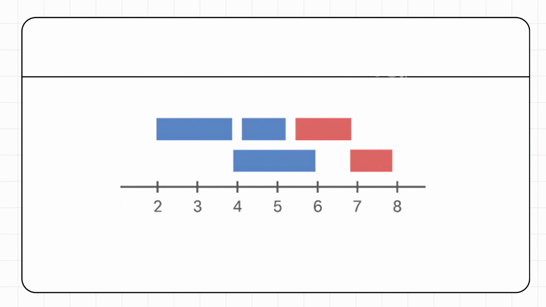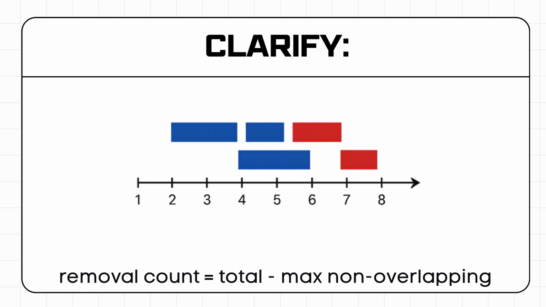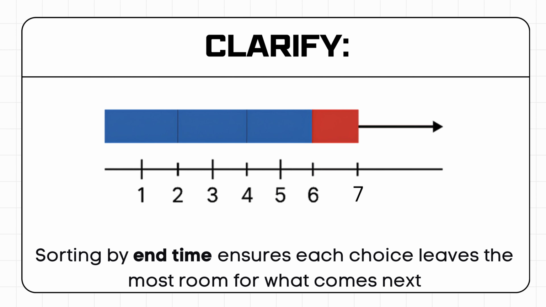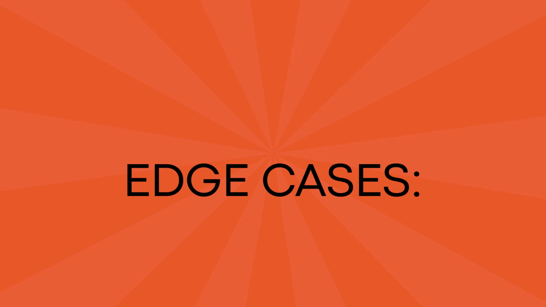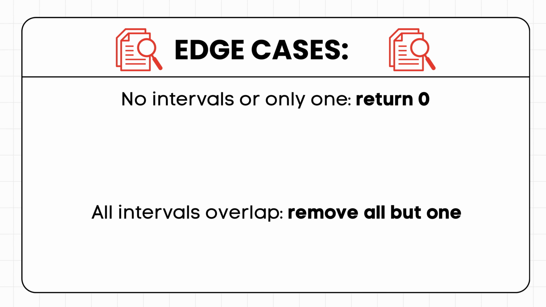Let's clarify. You're maximizing the number of non-overlapping intervals, so the removal count equals the total minus the max non-overlapping. Sorting by end time ensures each choice leaves the most room for what comes next. Edge cases. No intervals or only one, return 0. All intervals overlap, remove all but one.